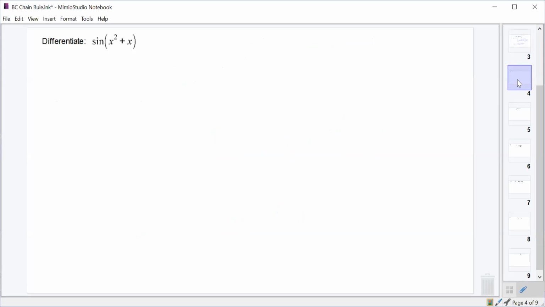All right, what should the derivative of this be? This is sine of u. So the derivative of that should be cosine of u. And we're going to multiply it by the derivative of u, 2x plus 1. Any questions or issues on that? Everybody still good?